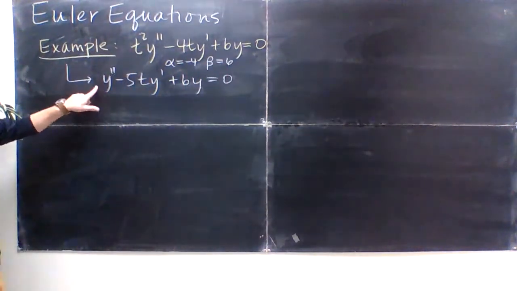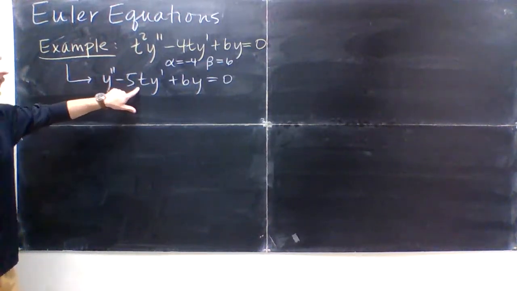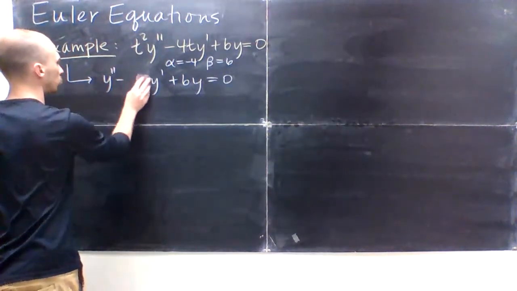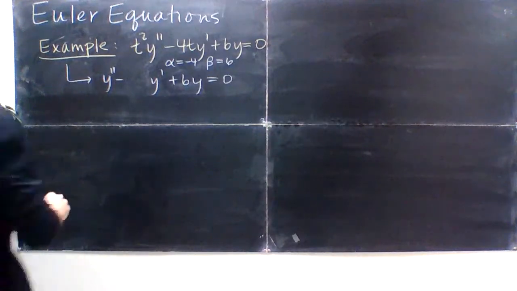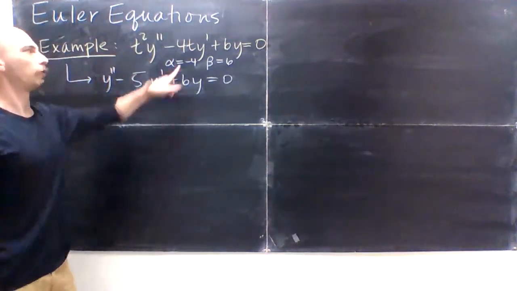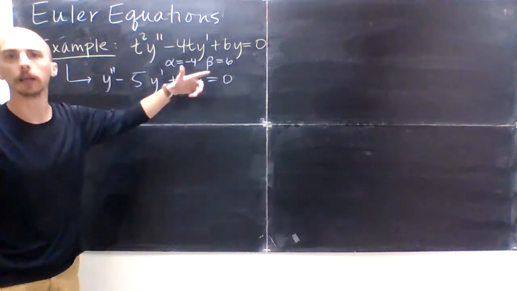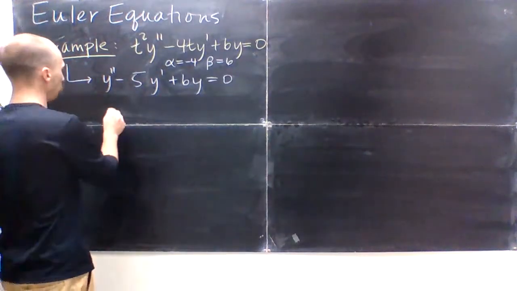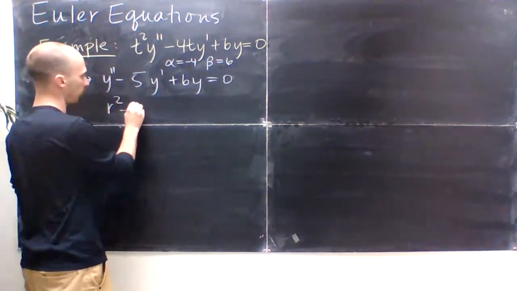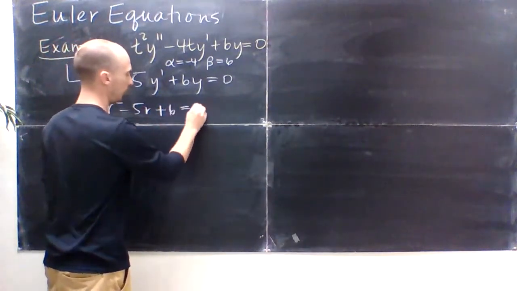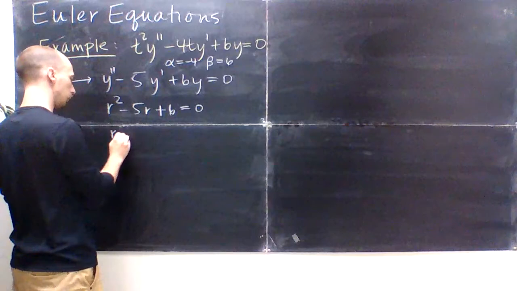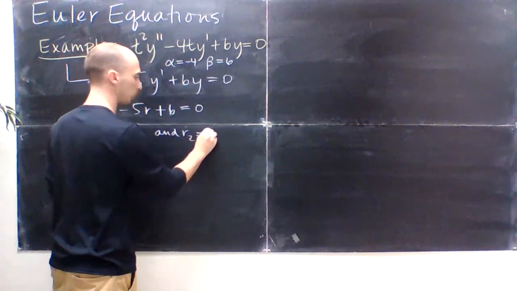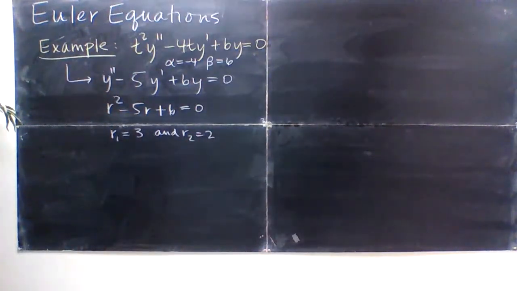And so it was y double prime plus alpha minus 1 y prime. Pardon me. Alpha minus 1 y prime plus beta y equals 0, where this is y as a function of x. And well, we know that this goes to the characteristic polynomial r squared minus 5r plus 6 equals 0. So that gives me r1 equals 3 and r2 equals 2. Okay, when I factor and solve.